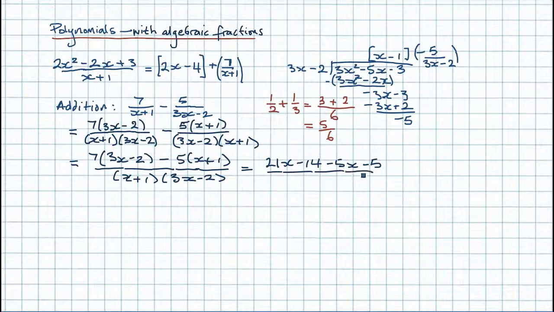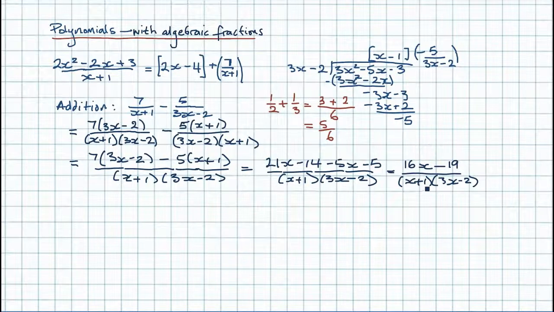Let's just put the denominator in here. It's a bit of a pain, but I'm going to write this out fully. There we go. So now, combining the terms in the numerator, we've got 21x minus 5x, so we're just commuting that over there and combining. 21x minus 5x will give us 16x, and minus 14 minus 5 will give us minus 19. And then we've got our denominator, x plus 1, 3x minus 2. And that's it.